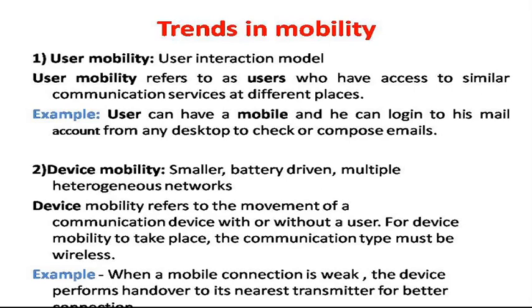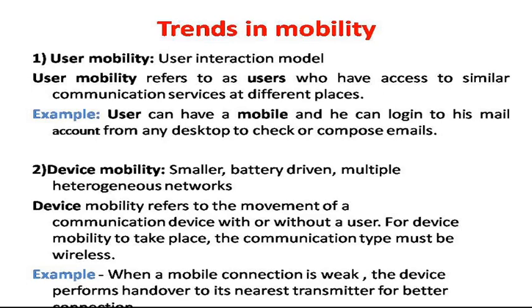First, coming to user mobility. User mobility is nothing but the access of the user interaction model. It refers to users who can have similar access to the communication services at different places. If there is any interaction model or application, the user has to access that particular application or service at different locations with the same view. That is called user mobility.